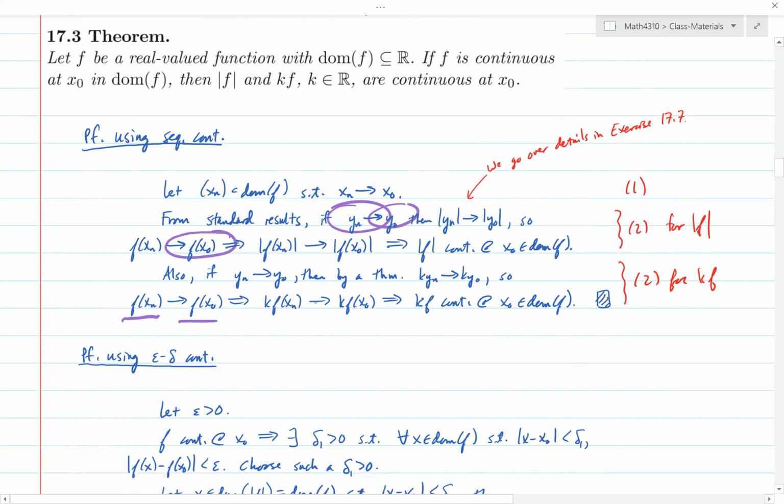Then by the same sequential limit theorem, kf of xn converges to kf of x naught, and that makes this kf continuous. So that's why I like these sequential continuity proofs. They're really short, nice and clean. They're just building on the previous results we developed for sequences of real numbers.